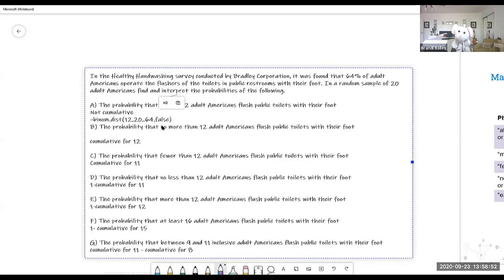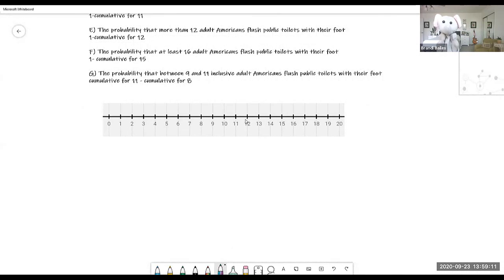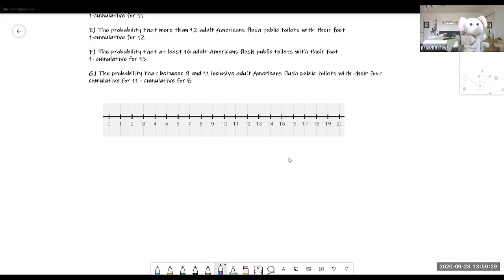If we were to say true to that, then it would find 12, 11, 10, 9, 8, 7, 6, 5, 4, 3, 2, 1, 0, and add them all up. It'll find the whole left side of the number line below. So when we say not cumulative, it finds the value or the probability for just 12. But if we do say cumulative, then it'll find the probabilities for 12, 11, 10, 9, 8, 7, 6, 5, 4, 3, 2, 1, 0, the whole left side of the number line. All of this.